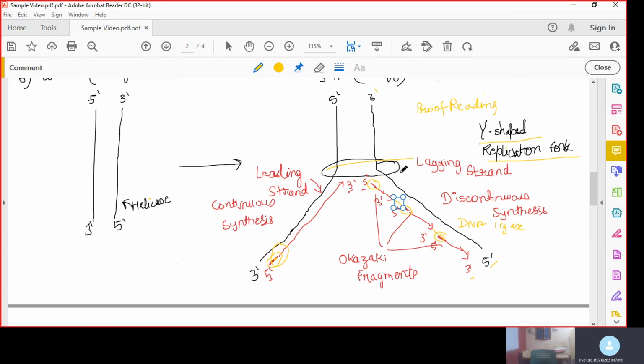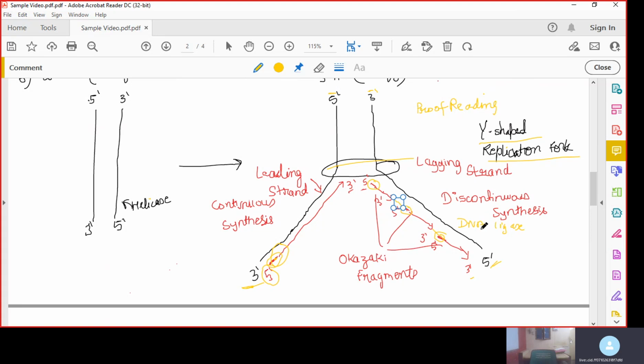Whenever you draw this in exams, don't make this mistake. You should know that synthesis happens in the 5' to 3' direction. So if it's continuous 5' to 3', here will be 3'. Then you can place 5' here, 3' here, and then 5' here. And here it's the 3' direction, so it will be 5' here. So here the DNA dependent DNA polymerase synthesizes discontinuously in the lagging strand, producing Okazaki fragments.